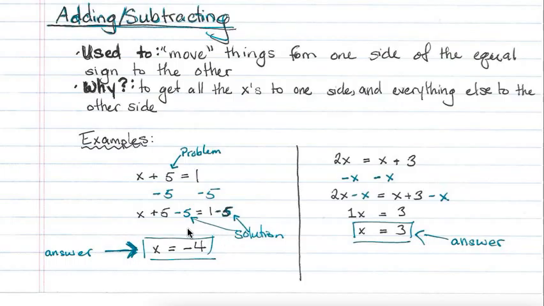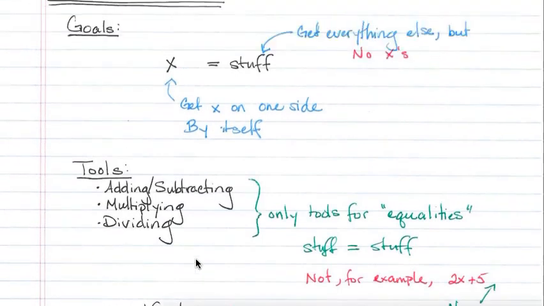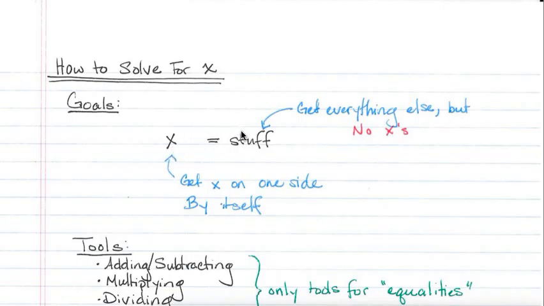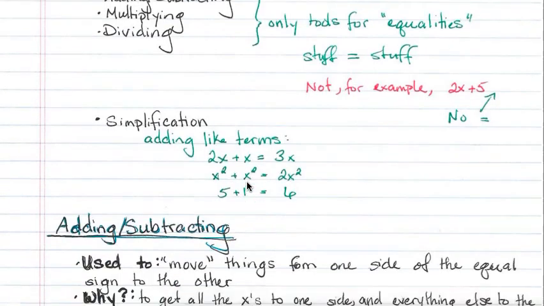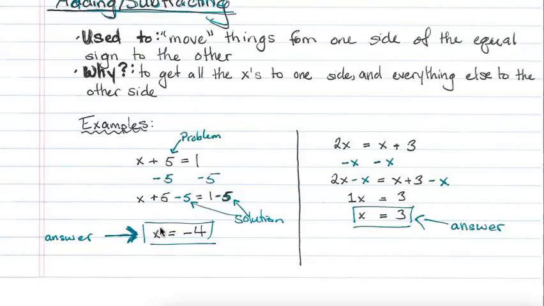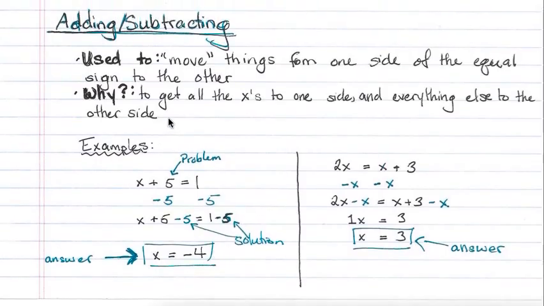Now you can see how that helps, because now we have plus 5 minus 5. These two just cancel each other out to 0. So then all we're left with is x on this side, and on this side, 1 minus 5 is negative 4. So what we're left with is x equals negative 4. And like we said up here, the goal was to get x equals something, whatever. That is what we have here, therefore, that is the answer. X equals negative 4.